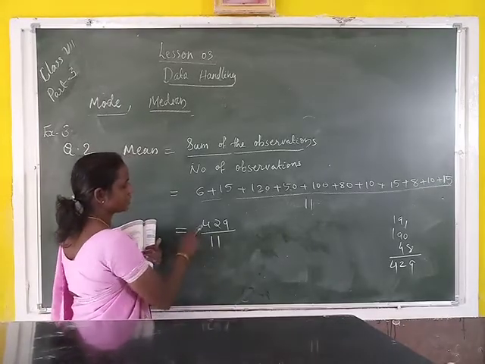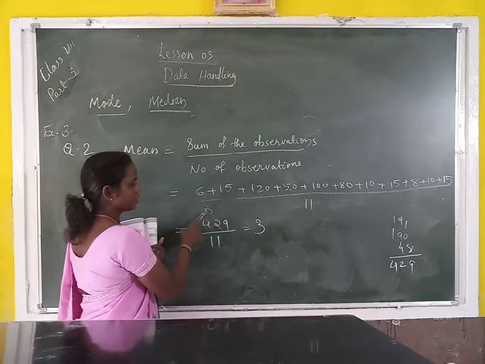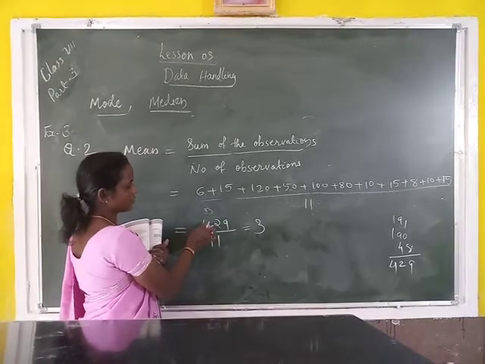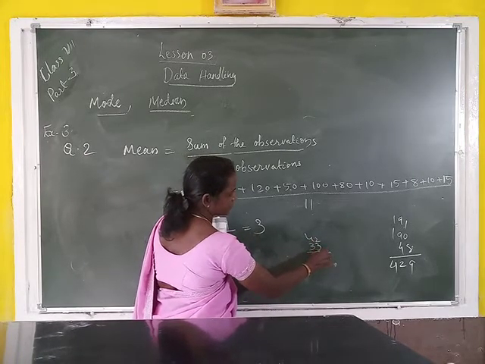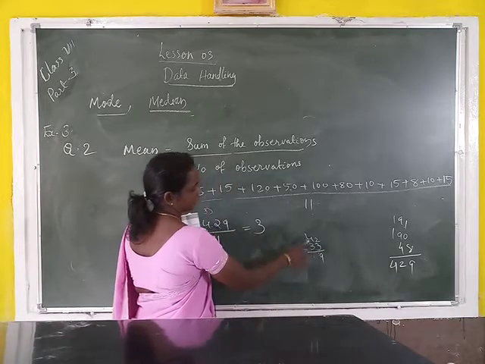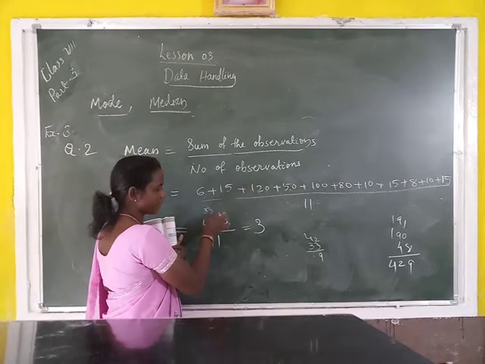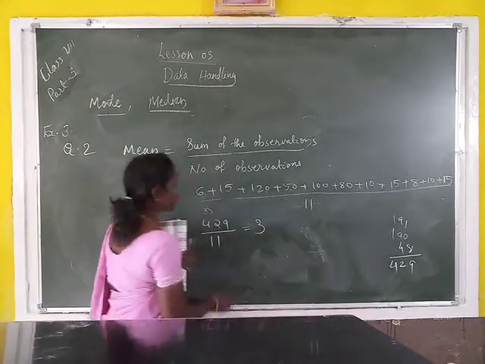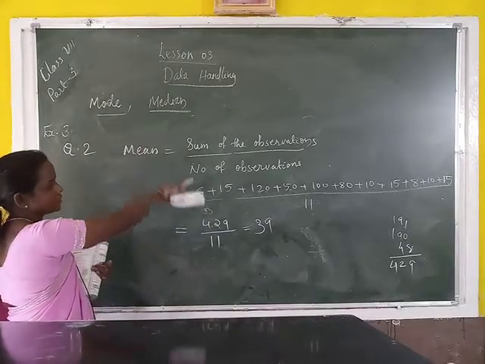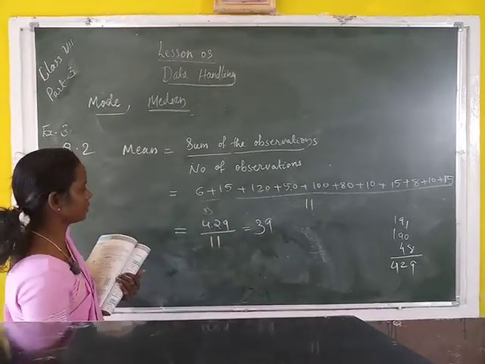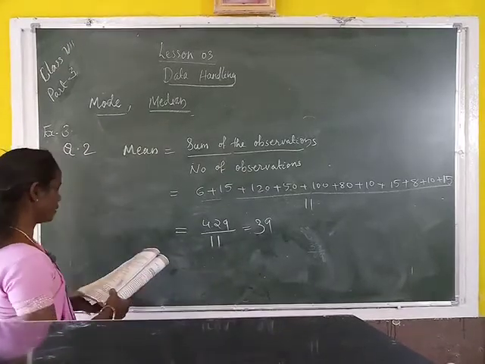How many times does 11 go into 42? 3 times, which is 33. 33 from 42 gives 9 as the remainder. Bring down 9, making 99. 11 goes into 99 9 times. So the mean is 39. We can write it: mean is 39.